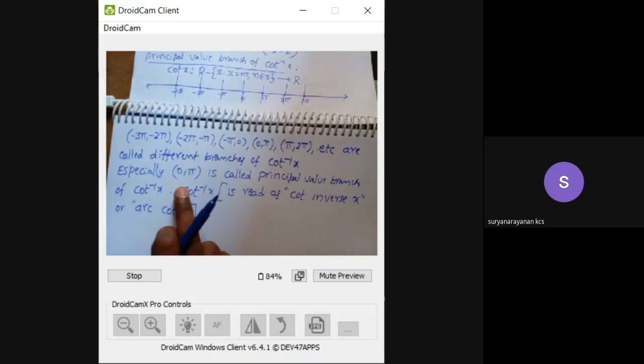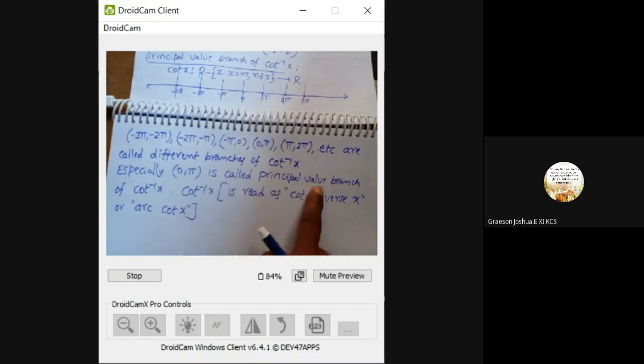Krupal, read these lines. Grayson, read these two lines. Yes, sir. Open interval 0 comma pi is called principal value branch of cot inverse x. Cot inverse x is read as cot inverse x or arc cot x. Very good, Grayson.